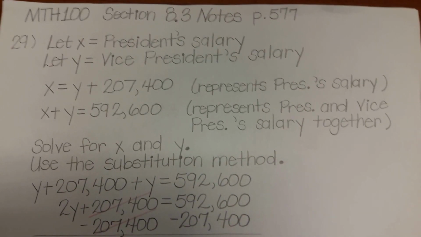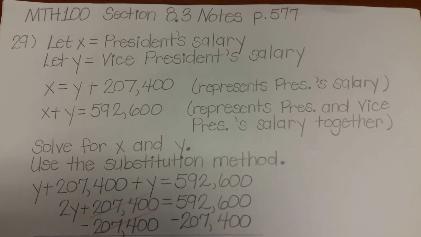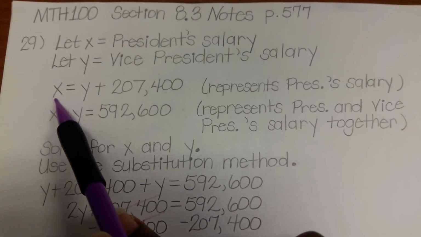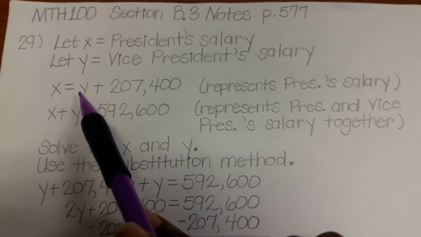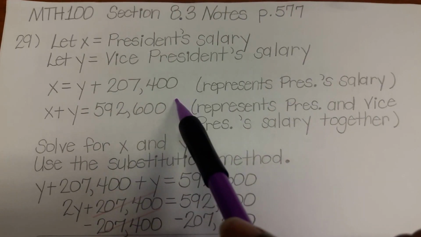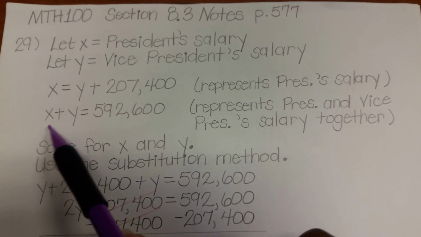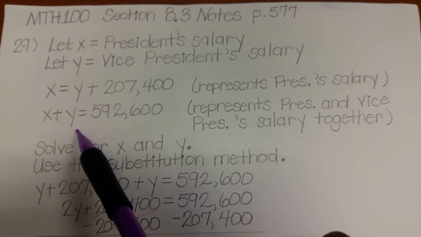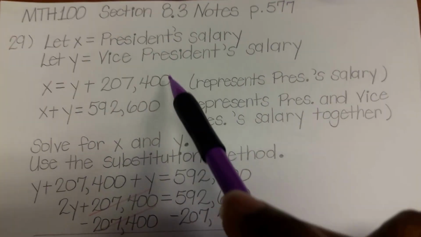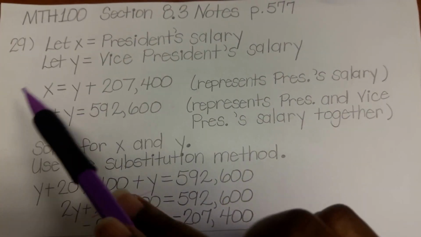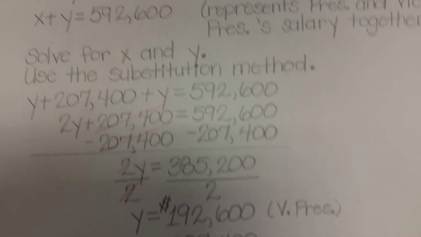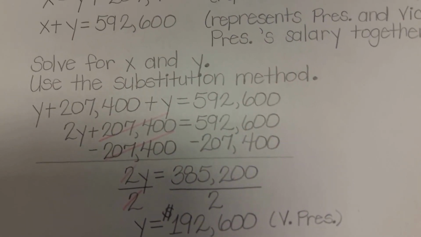So when I see the term more than, I know that's addition. So X for the president's salary equals the vice president plus $207,400. I also know that when I combine the president and the vice president's salaries, they both equal $592,600. So now I have my two equations and my two variables as well. I want to now solve for X and Y.